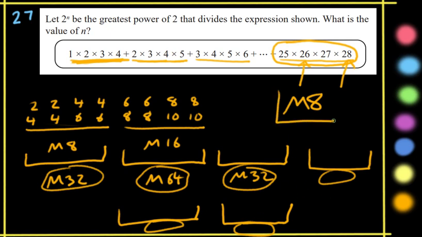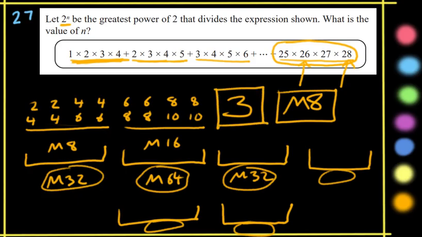The last one that you add on is only a multiple of 8. And so that means the whole thing is not a multiple of 16. It's only a multiple of 8. So the question is, what is n, where 2 to the n is the greatest power of 2 that divides the expression shown? So the value of n is just 3, because 2 to the 3 is 8. So that's the answer to that one.